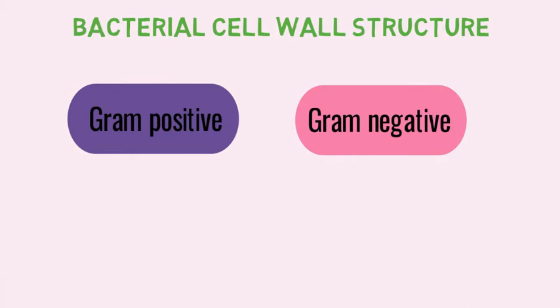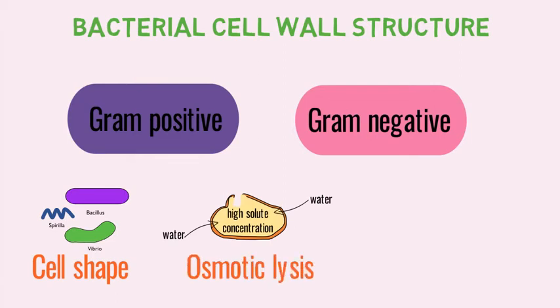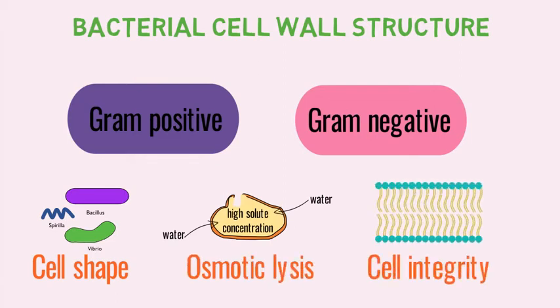In today's video, we will talk about the two types of bacterial cell wall structure used to classify bacteria into gram-positive and gram-negative bacteria. The cell wall of bacteria is important for maintaining cell shape. It protects cells from osmotic lysis and provides overall integrity to the cells. Bacterial cell walls contain peptidoglycan. The arrangement of peptidoglycan within bacterial cell walls distinguishes gram-positive and gram-negative bacteria.